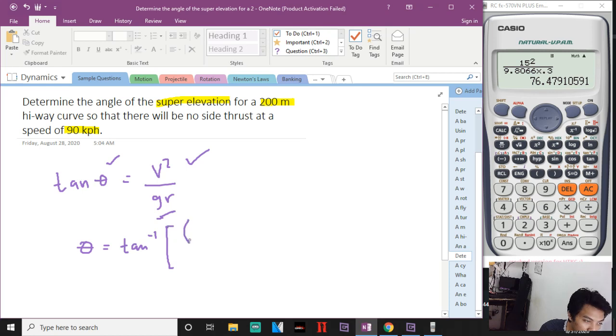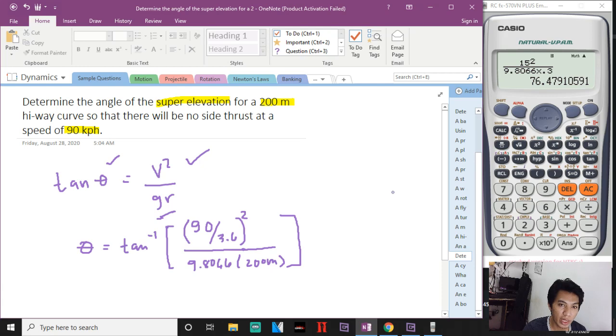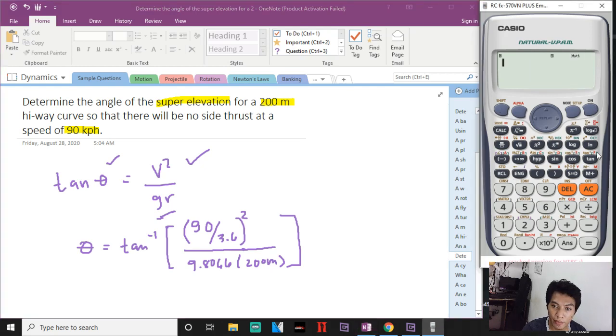Yung v squared natin, paano yung tinuro ko kapag na kilometers per hour? Diba, i-divide nyo ng 3.6. So, matik, 90 divided by 3.6 para maging meter per second. So, square natin, 9.8066 multiplied by R. What is the elevation? That is 200 meters. So, theta will be, go to your calculators, okay? Shift tan to make it arctangent.